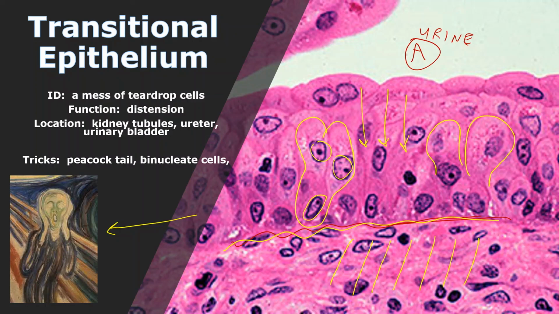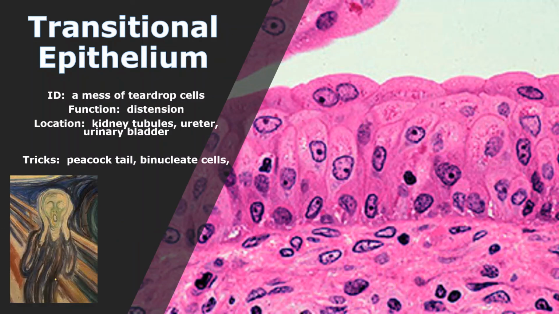Some of this looks like a peacock's tail sometimes. You may see, especially at the top of the tissue, and by the top I mean near the apical surface, binucleate cells that have two nuclei. This is very common. It's not an absolute trick, but it does work on many of the really good slides. You can see these double nuclei. Or the Scream picture down here. I see this guy's face in the pictures.